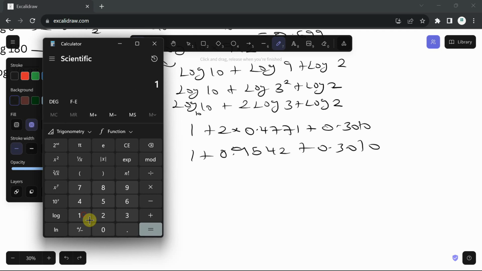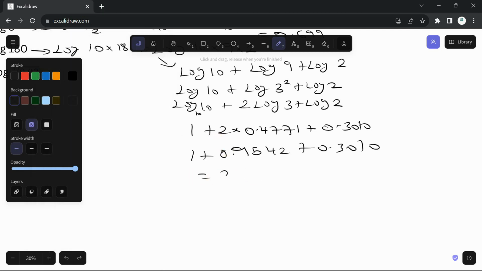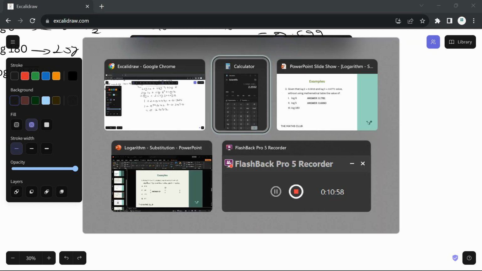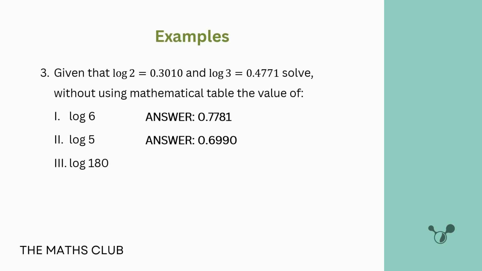So this 1 plus 0.9542 plus 0.3010. By the time I do that, I have 2.2552. So this is 2.2552. Great. So let's see if our answer is correct. Great. So our answer is correct. And the last one is saying that we should find the cube roots of 0.03.